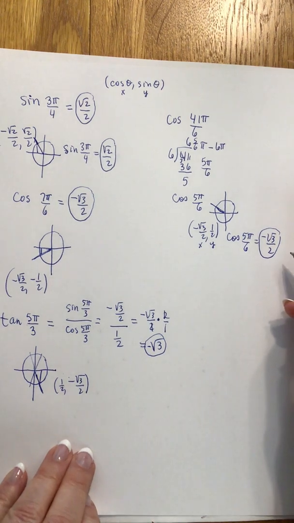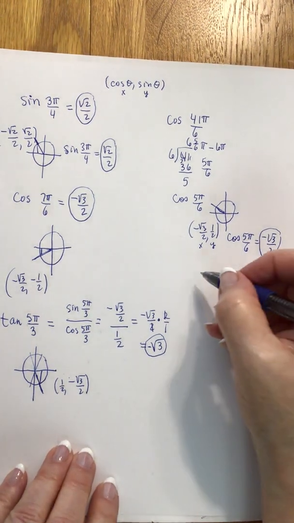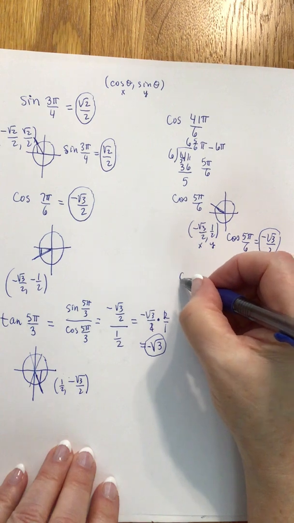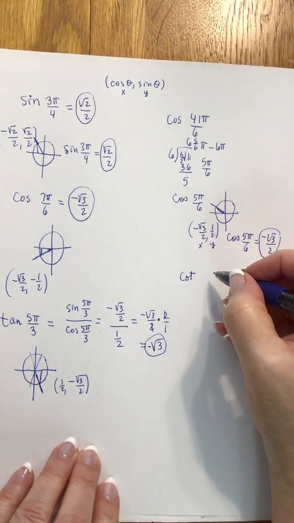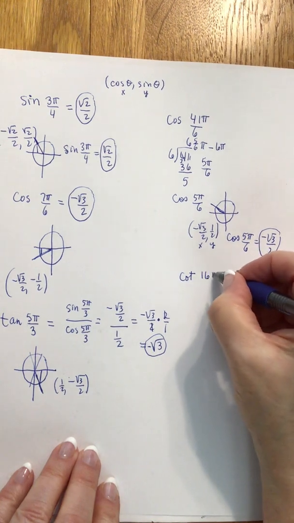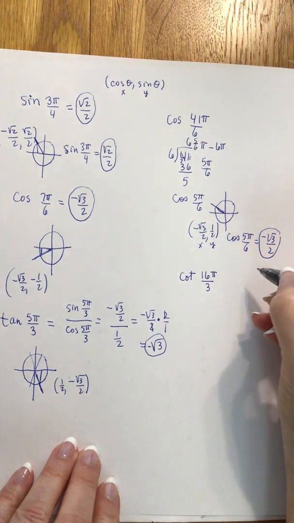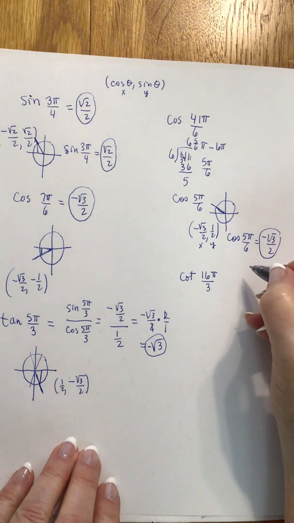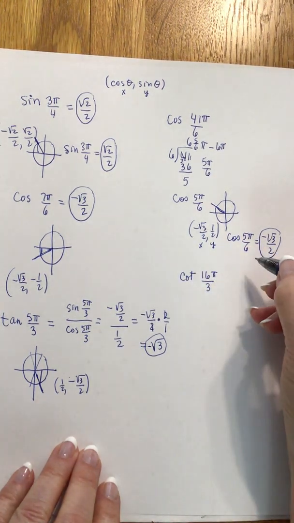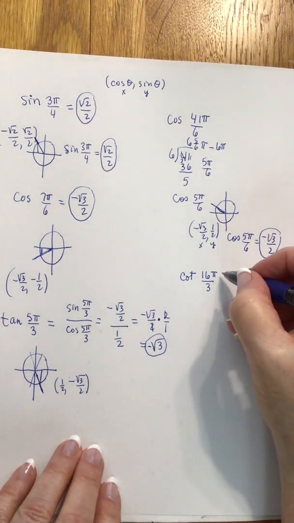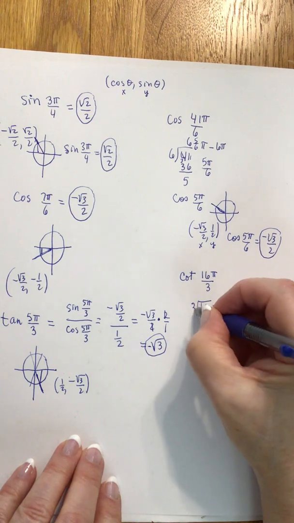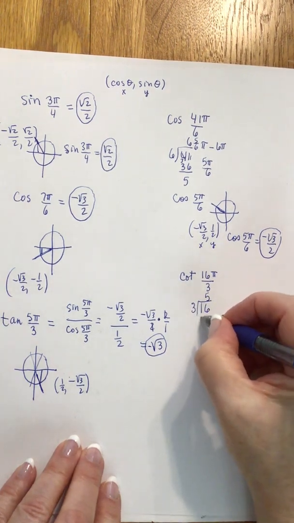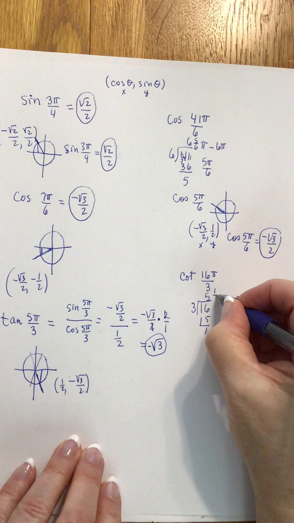Okay, let's try a cotangent or a cosecant, one of those kinds. So let's try a cotangent of 16 pi over 3. Now, again, 16 pi over 3 is not on our unit circle, so we have to simplify it to find out where we stop. So I'm going to take 16 and divide by 3. That gives me 5 and 1/3 pi.